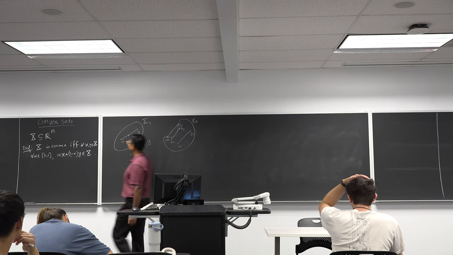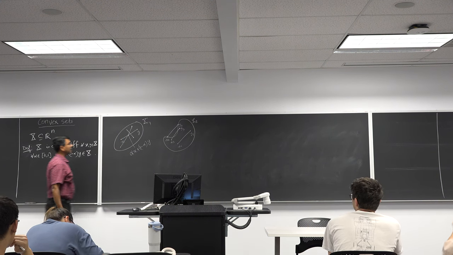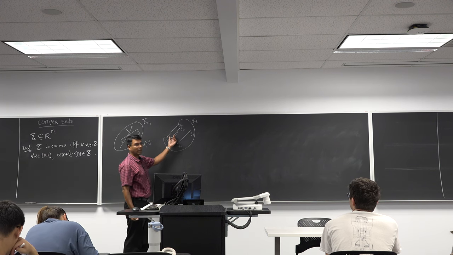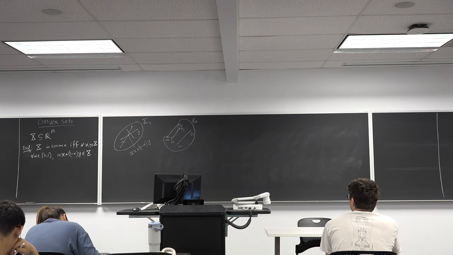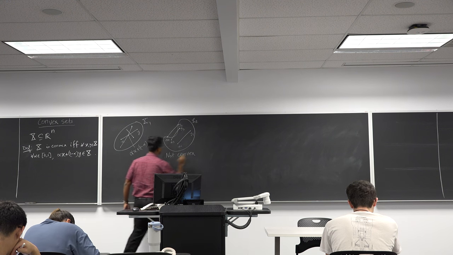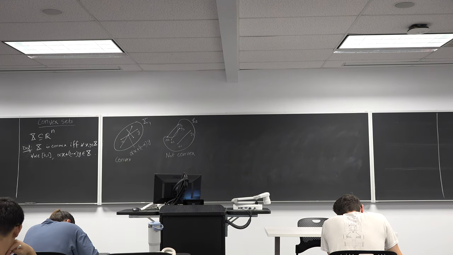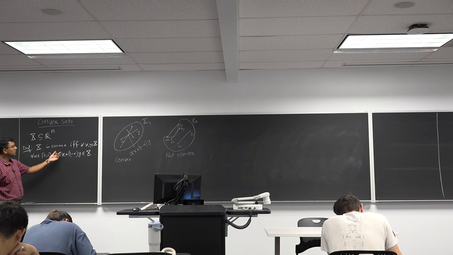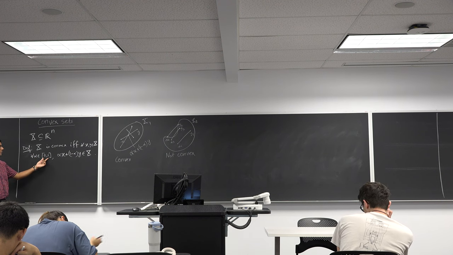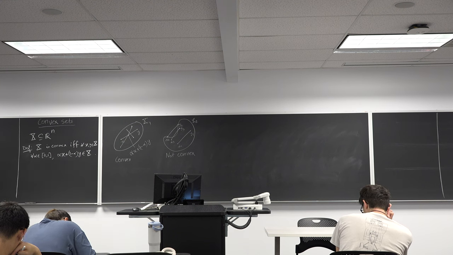In this set, it is convex because no matter which two points I pick, the entire line segment lies within x1. Whereas in this case, I can always pick points so that the line segment goes outside the set x2. As a result, this is not convex, and this is convex. So that's what this definition is saying. X is convex if for every x and y in the set capital X, and for every alpha between 0 and 1, alpha x plus 1 minus alpha y should lie within the convex set capital X.